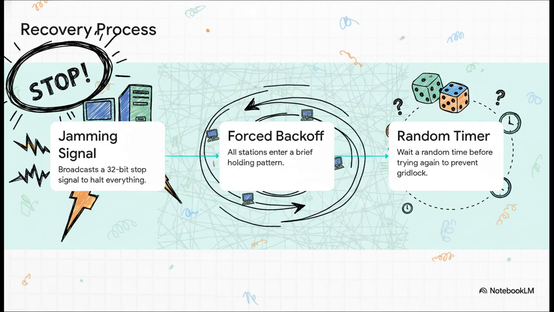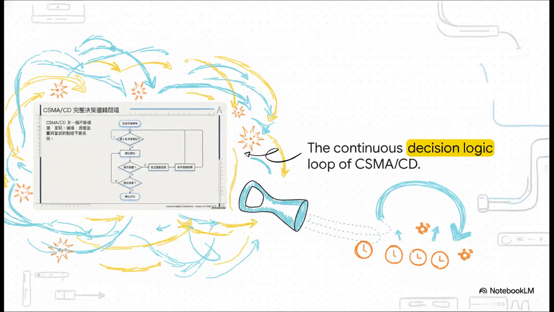Second, this triggers a forced back-off period. Every station goes into a brief holding pattern to avoid total gridlock. And third, and honestly, this is the genius part, they wait a random amount of time before trying again. It's literally like rolling digital dice. Because the wait times are completely random, the chances of those two computers waking up and colliding a second time are drastically reduced.